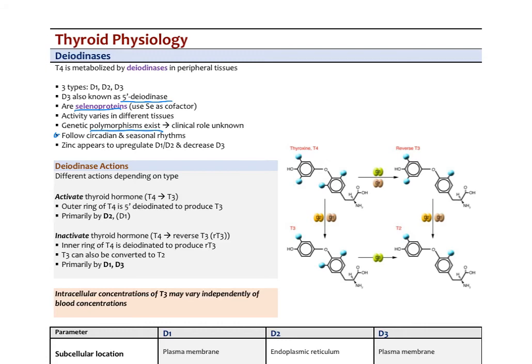Zinc appears to upregulate D1 and D2 and decrease D3. So that's why we think zinc is another supporting nutrient along with selenium to support deiodinase activities. Now, some people do supplement. We'll look at the therapies for hypothyroidism, but some people supplement selenium, and selenium has to be taken in very small amounts because you can get selenium toxicity. 200 micrograms, again, not milligrams, micrograms a day is a typical selenium supplementation regimen.